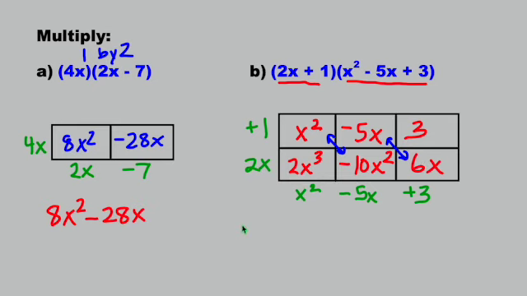So I have a 2x to the third. That's the only x to the third in any of the 6 boxes. I have x squared. So that's a 1x squared minus 10. So 1 minus 10 is negative 9. So I have a negative 9x squared. And then I have 6x minus 5x. That's a plus 1x. And then I have a plus 3. So that's my answer altogether. 2x to the third minus 9x squared plus x plus 3.